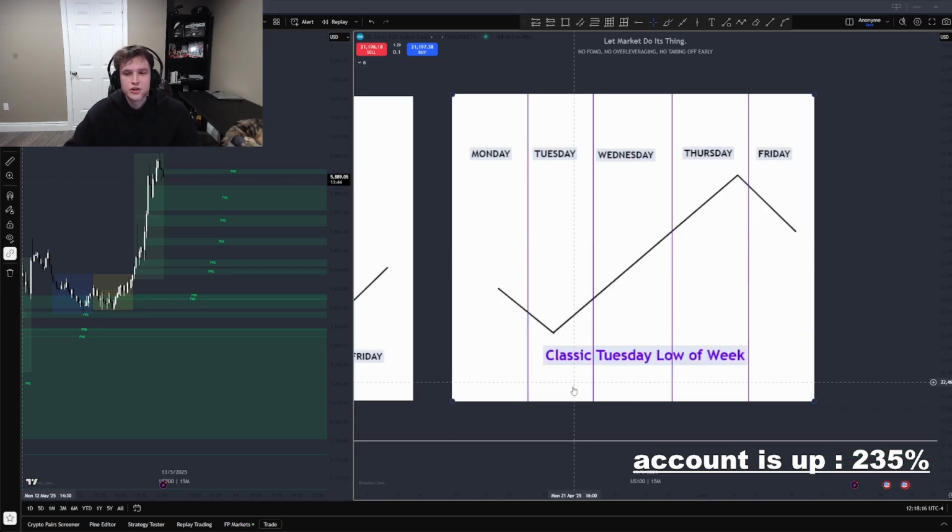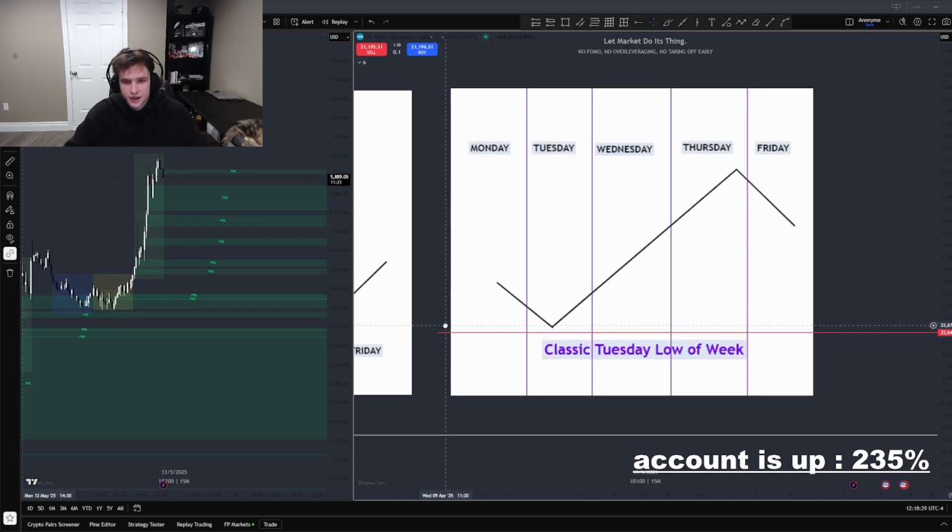So for the classic Tuesday low of the week weekly profile, on Monday the price is going to accumulate or hover above a high time frame PD array on the lows. Can you see if I do a line here? Let's say here, okay? And then on Tuesday, that price will get tapped right here, and that'll create the low of the week.